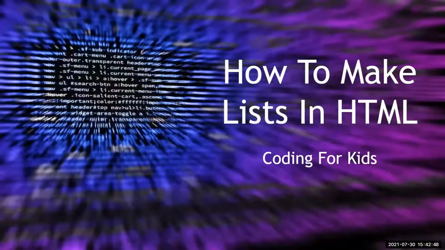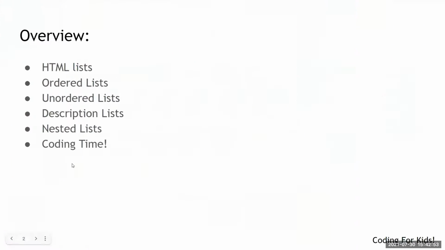So let's get started. First, we're going to be looking at the overview of the video and what we're going to be doing. Today we are going to be learning about HTML lists. We're also going to be learning about ordered lists, unordered lists, and description lists. And finally, we're going to be learning about nested lists. And then we're finally going to be doing some coding. This is going to be a really fun video, so let's jump right in.